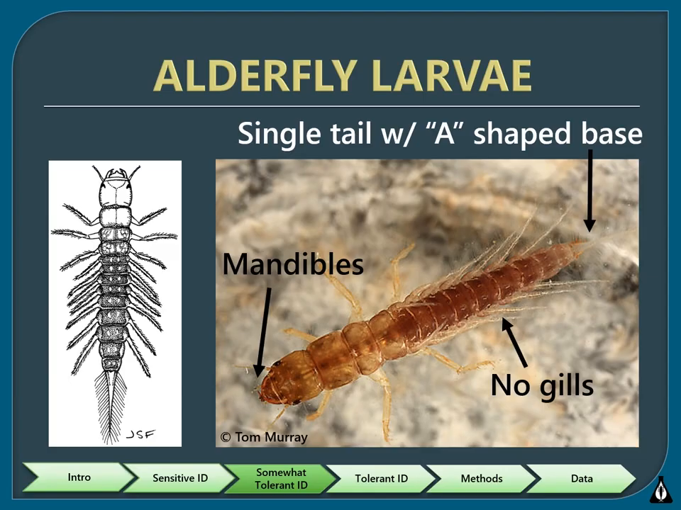The most obvious difference is that the alderfly does not have gills under its filaments. The filaments on the alderfly have a much more delicate appearance than those of a hellgrammite. The alderfly is also much smaller than the hellgrammite. The abdomen ends in a point that looks like a tail in the shape of the capital letter A. We can say it's A for alderfly.